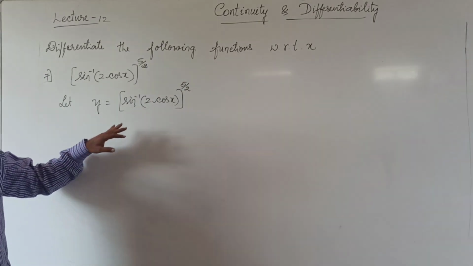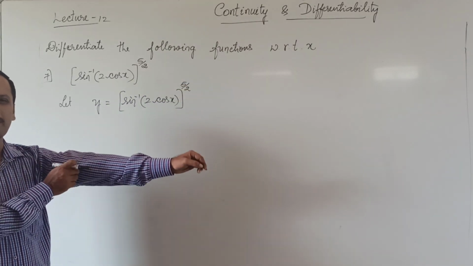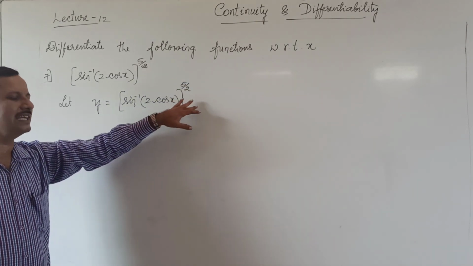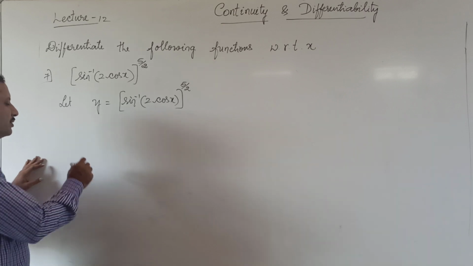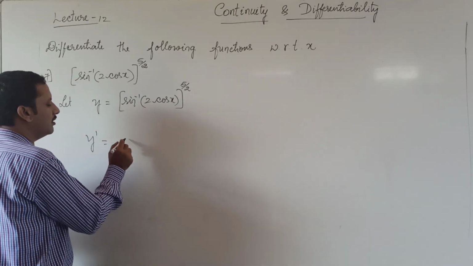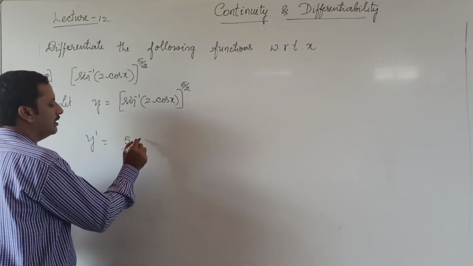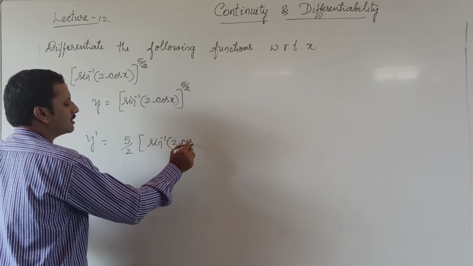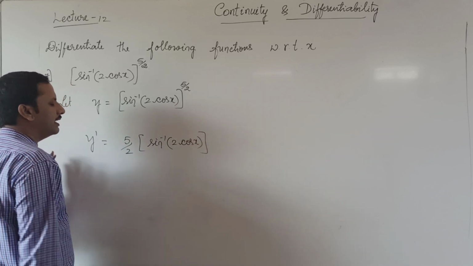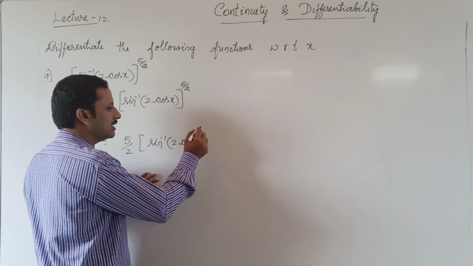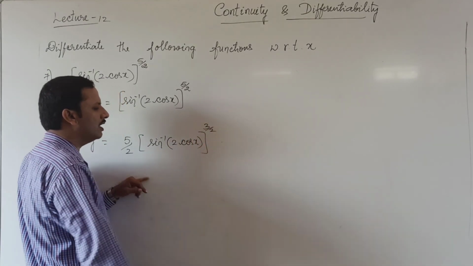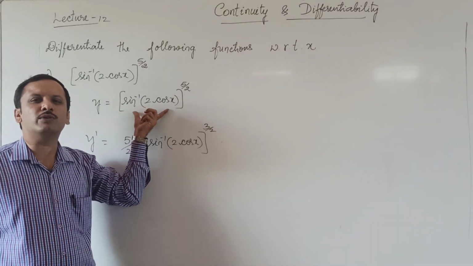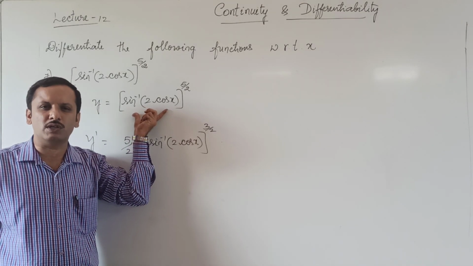So this looks like y is equal to x power n. Derivative of x power n is n into x power n minus 1. So y dash will be equal to, n is 5 by 2 here, 5 by 2 into sin inverse of 2 cos x to the power n minus 1. 5 by 2 minus 1 will give you 3 by 2. Into what next? Into the derivative of sin inverse of 2 cos x.